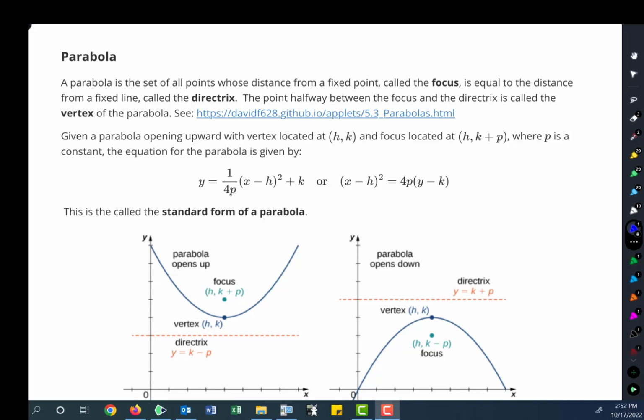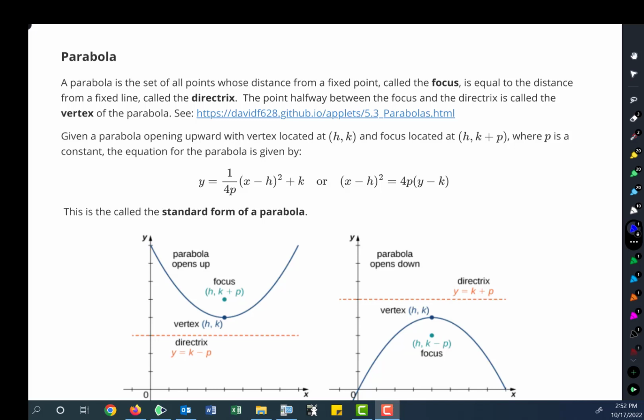Now let's talk about parabolas. So a parabola is the set of all points whose distance from a fixed point, called the focus, is equal to the distance from a fixed line, called the directrix. The point halfway between the focus and the directrix is called the vertex of the parabola.